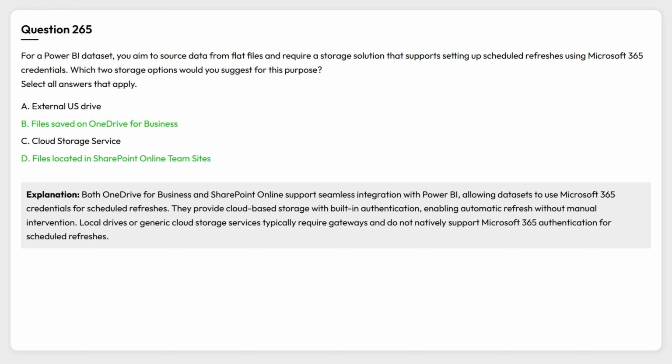Both OneDrive for Business and SharePoint Online support seamless integration with Power BI, allowing datasets to use Microsoft 365 credentials for scheduled refreshes. They provide cloud-based storage with built-in authentication, enabling automatic refresh without manual intervention. Local drives or generic cloud storage services typically require gateways and do not natively support Microsoft 365 authentication for scheduled refreshes.